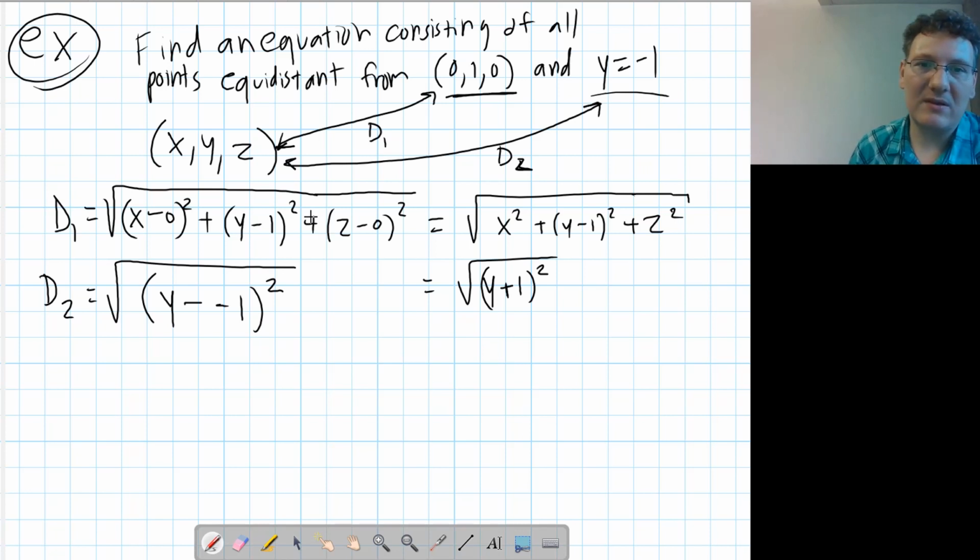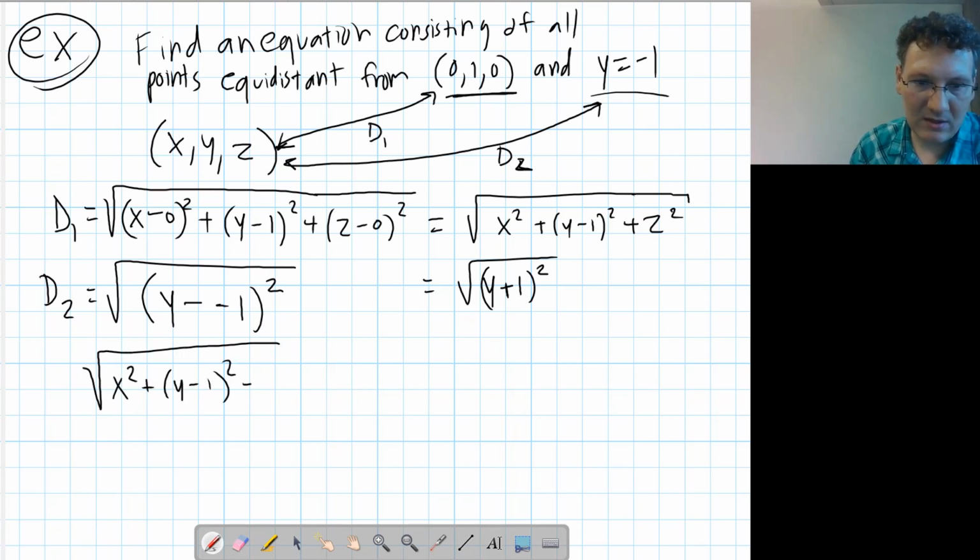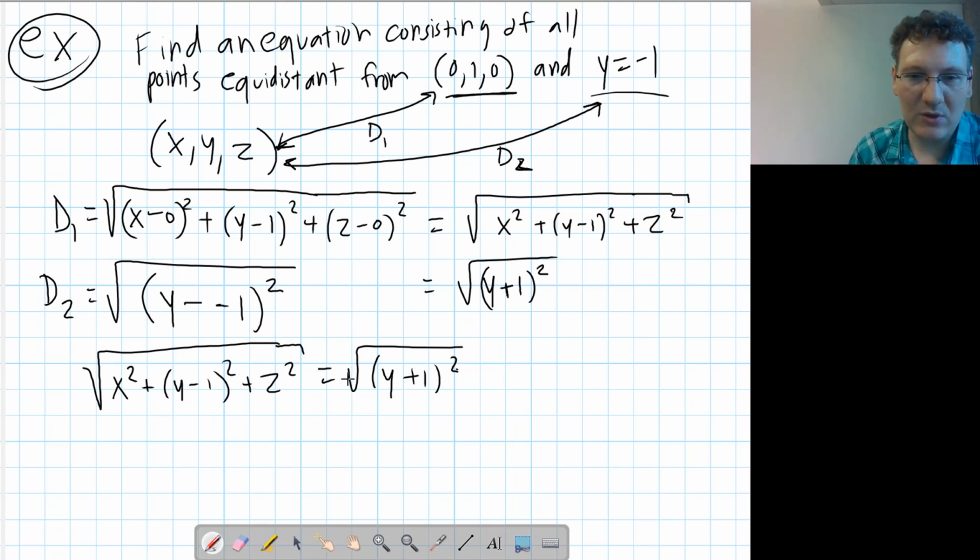Well, we want the distance to be equidistant. So if we set the two distances equal to each other, it'll define a surface. Let's set the square root of x squared plus (y minus 1) squared plus z squared equal to the square root of (y plus 1) squared. In fact, those things under the square roots are positive. You can square both sides and we'll be fine.